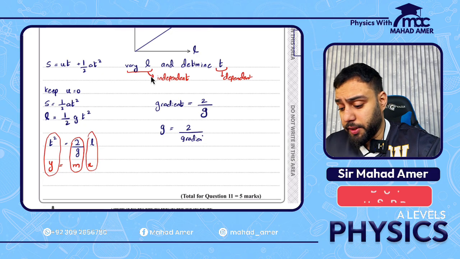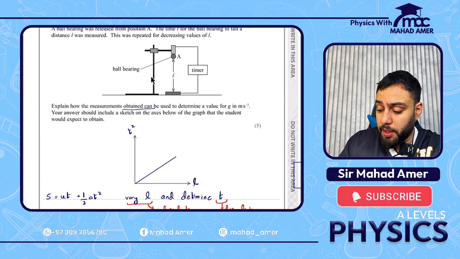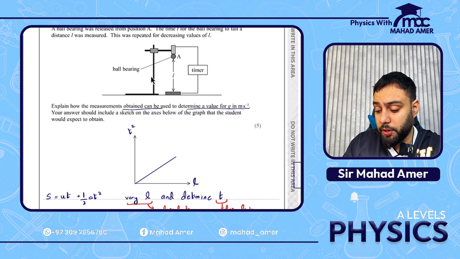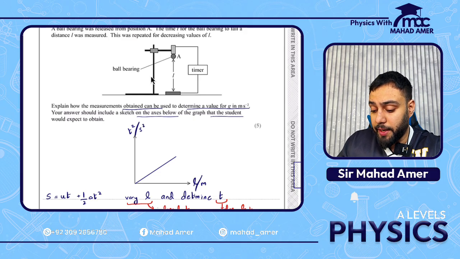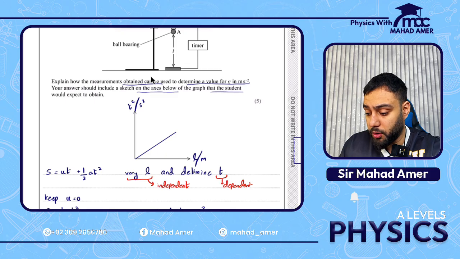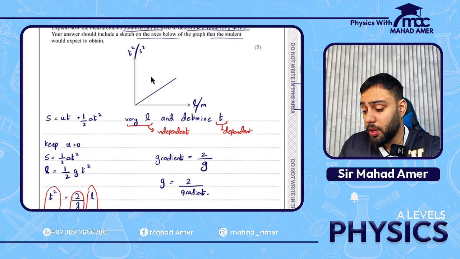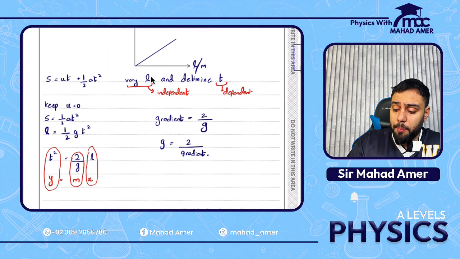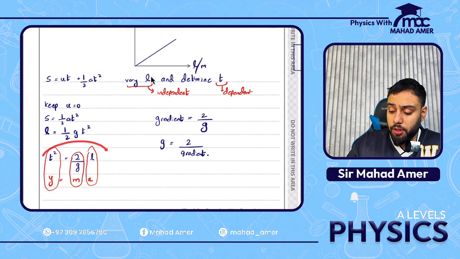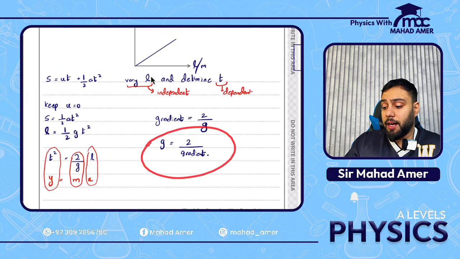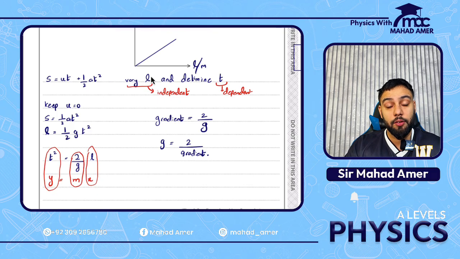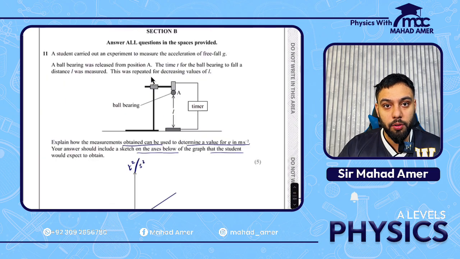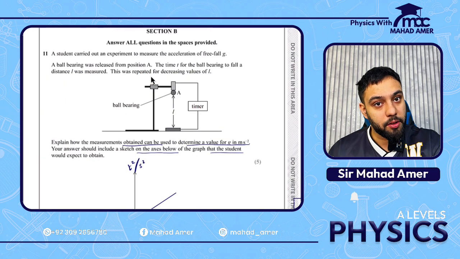If you realize in detail, they only ask you to explain how the measurements obtained can be used to determine the value of g. Your answer should include a sketch on the axis below. Okay, so t square is in second square, length is in meters. So you'll get 2 marks just for the sake of this graph. You'll get a mark for the equation. You'll get the mark for actually making it something like this, and then you'll tell how the gradient is to be obtained, and this is everything that you need to write in your answer. You can explain it in wordings, but if you do it, I think you'll get all the marks for all 5-mark questions.